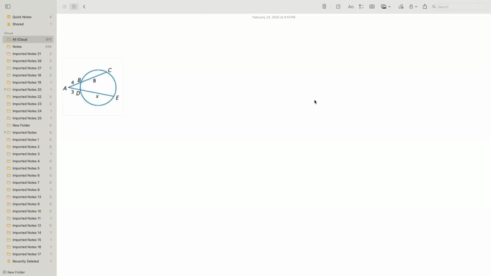Yes, that's correct. For everything related to this, remember the external segment times the entire secant. That external piece times the entire secant will be equal to the external part of the other secant times the entire secant.